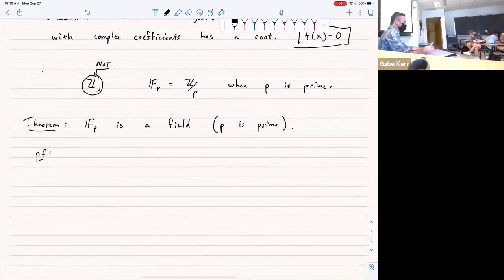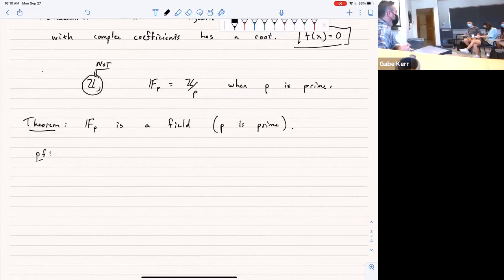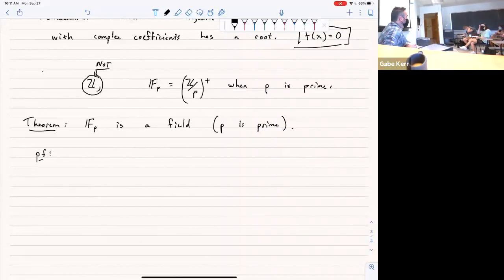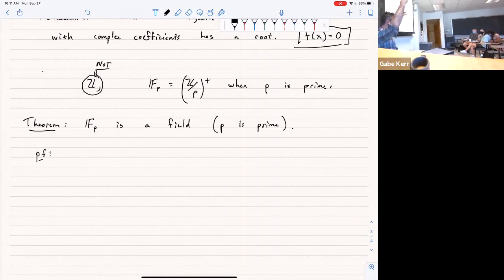Proof. Well, we've shown that it's got these well-defined multiplication and addition operations. Everything is good there. Z mod P is an abelian group under addition. Multiplication is commutative. And the distributive property holds because it holds in the integers. We can just take representatives and look at their congruence classes. So if the distributive property holds in the integers, it'll hold once we pass to congruence classes.